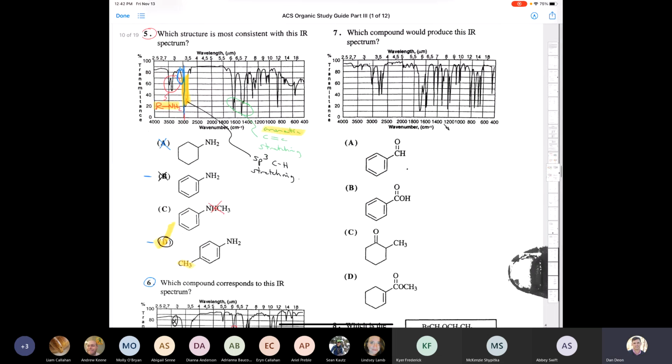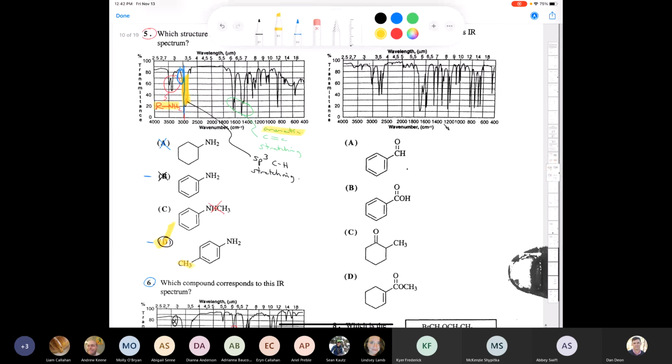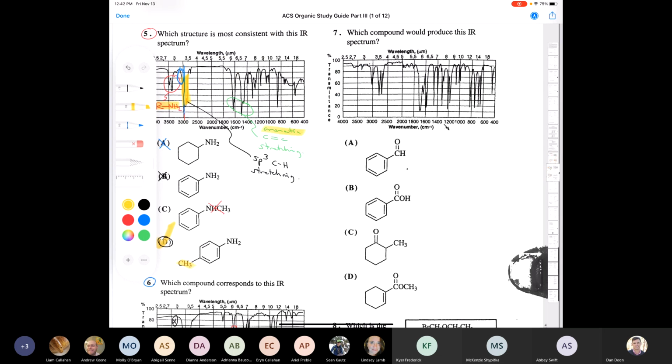Let's try number 7. Which compound would produce this IR spectrum? I'll give you a few seconds to look at it.